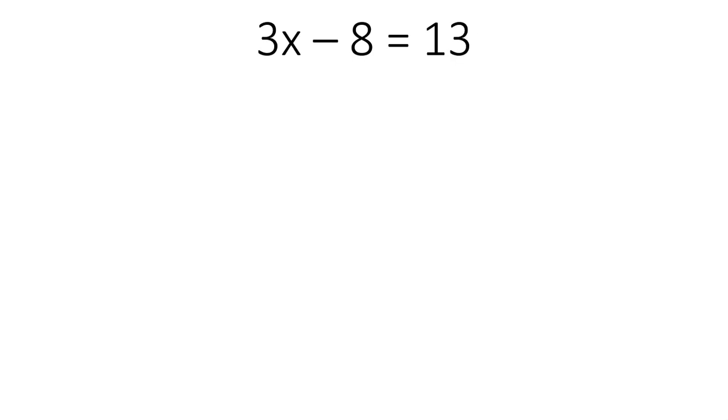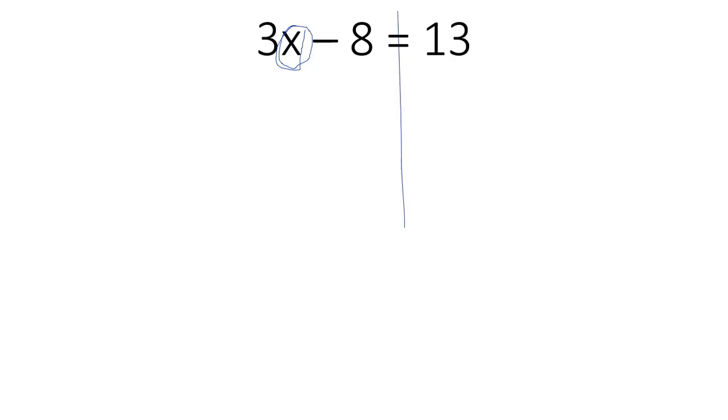Our goal when solving any equation is always going to be to get the variable by itself. So here's my variable right here, that's the x. We want the x all by itself. So we start by getting the numbers that don't have variables by themselves.